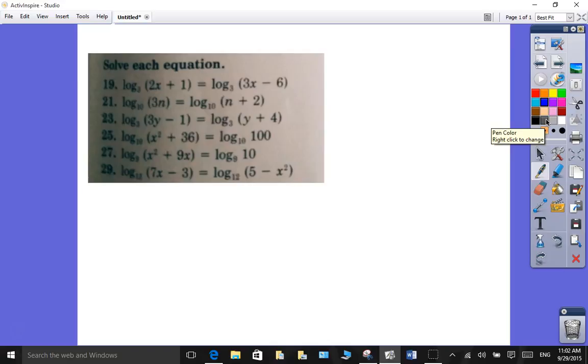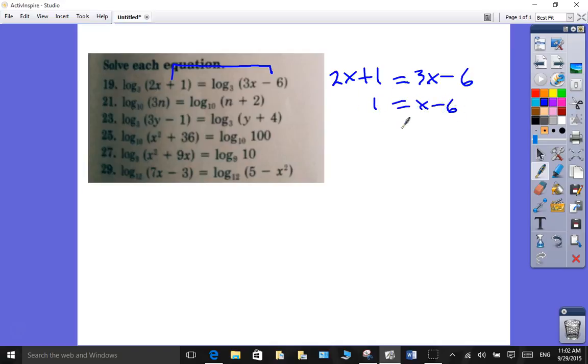Right? 1-to-1 is, if I look at the first problem, it's a log base 3 on the left equals a log base 3 on the right. That means you can just make an equation out of what's inside the logarithms. So it's 2x plus 1 equals 3x minus 6. And that's a more basic algebra equation to solve. Subtract 2x, add 6.